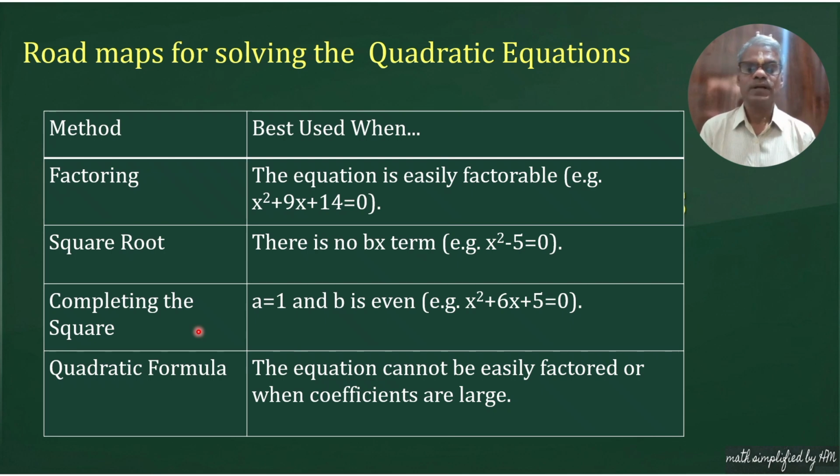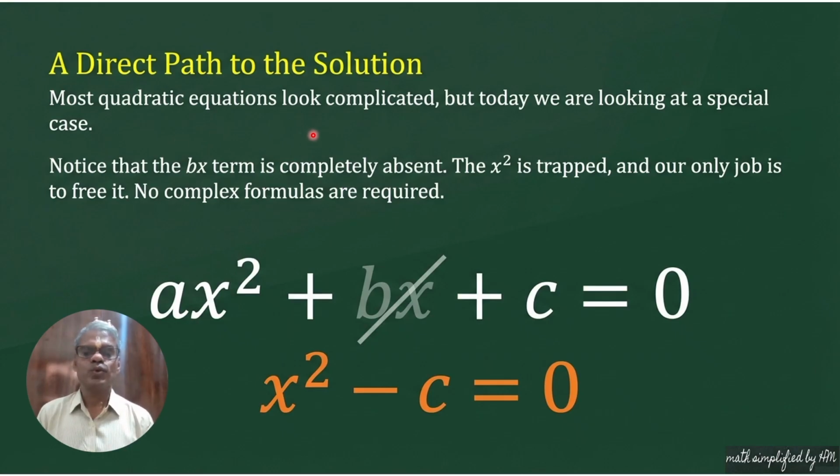Completing the square. This method is used when, in standard form of the equation x square plus bx plus c is equal to 0, we have a is equal to 1 and b is even. Example, x square plus 6x plus 5 is equal to 0. Quadratic formula. Used when the equation cannot be easily factored or when coefficients are large. The square root method is a direct path to the solution of an equation having no bx term.